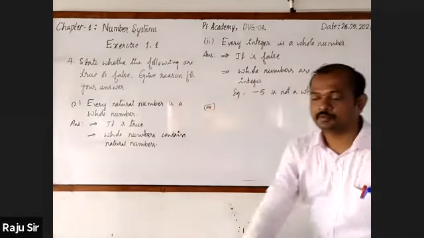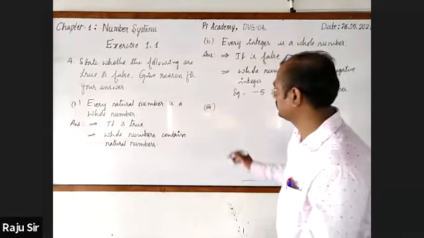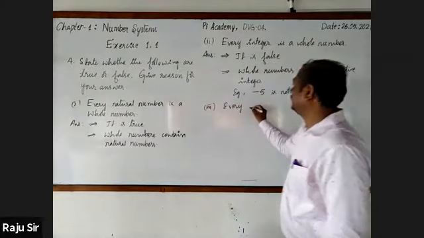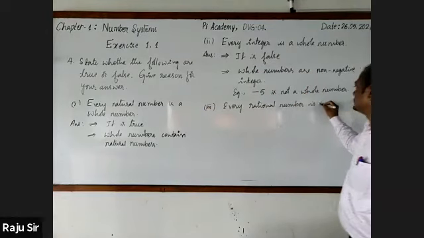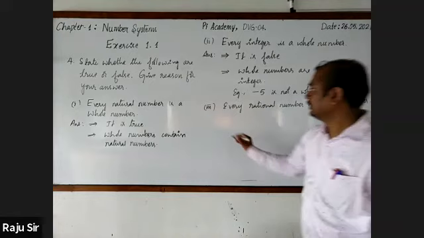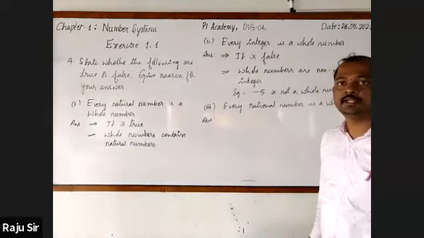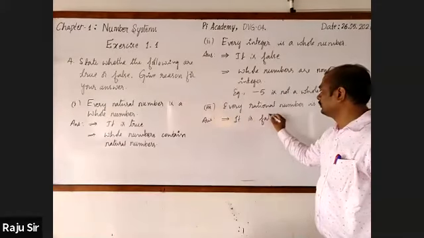Hope that you have copied. Let's move on to the third one. Every rational number is a whole number. Is it true or false? It is false.